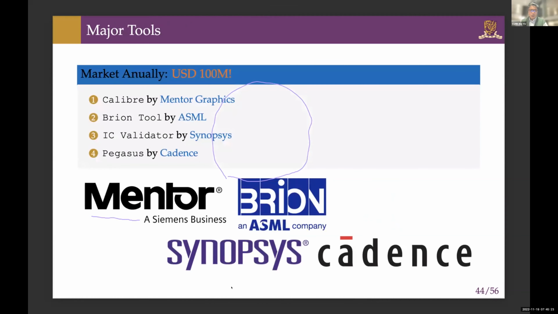Okay, and I would like to say the mask optimization has some market. The annual revenue is about 100 million US dollars, and there are mainly 4 tools from the 4 major companies: Calibre from Mentor Graphics, Brion tool from ASML, IC Validator from Synopsys, and also the Pegasus tool from Cadence.